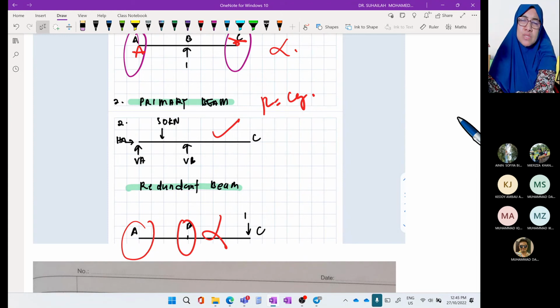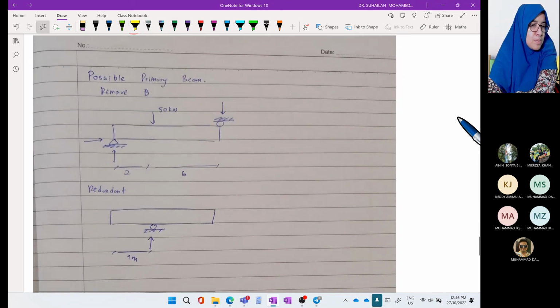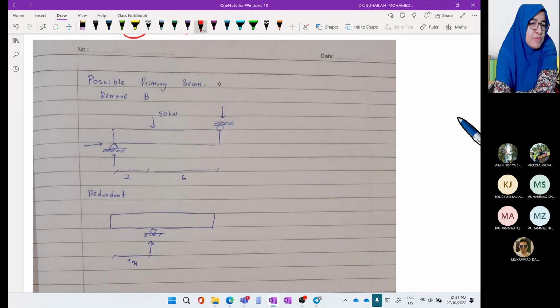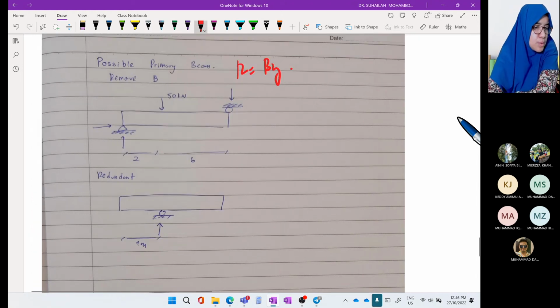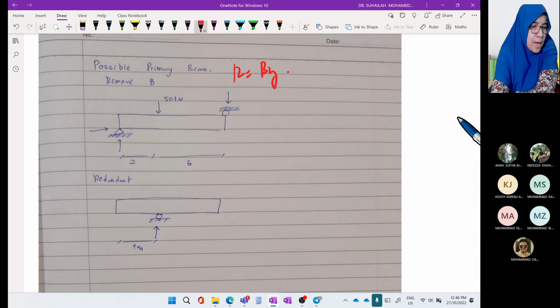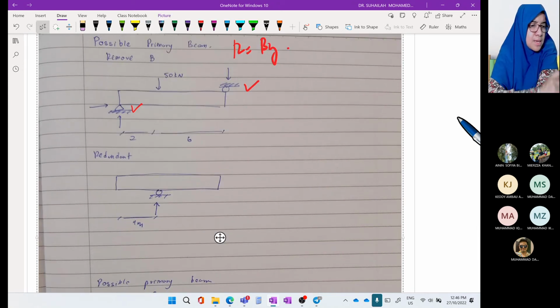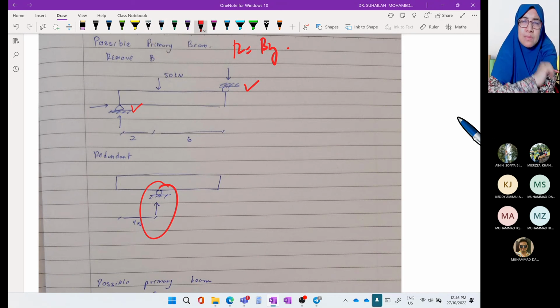We remove the redundant to change the structure from indeterminate to determinate, which is determinate and stable. So this one also cannot, it is incomplete. Okay, this one is a possible primary. Remove BY. Remove BY means R is BY. There is a pin, there is a roller, remove BY. So this one is correct. This one, where is there a structure with only one roller in the system? This is not right.